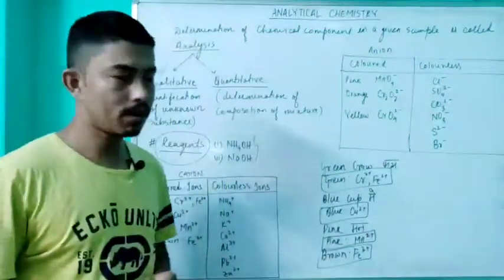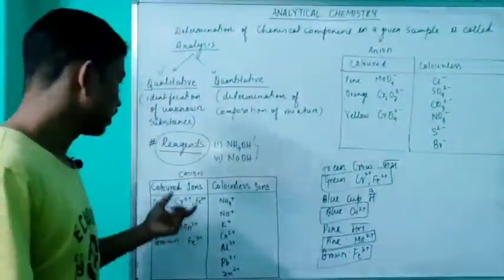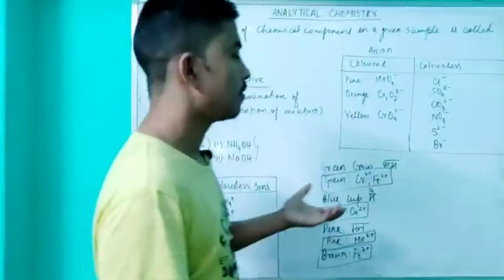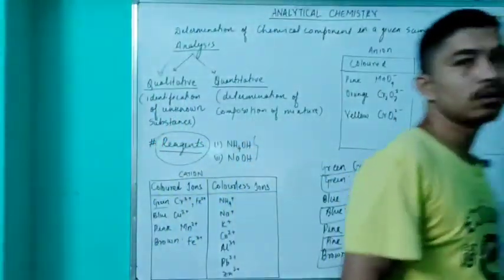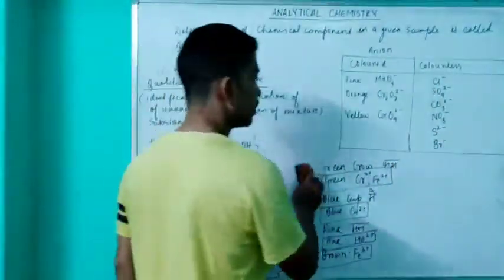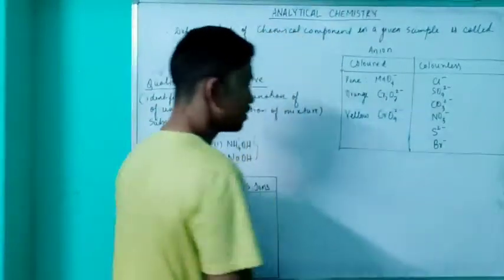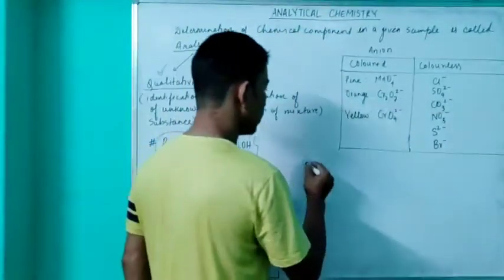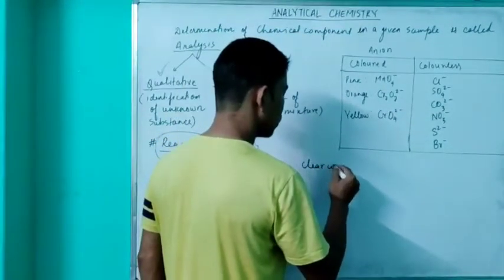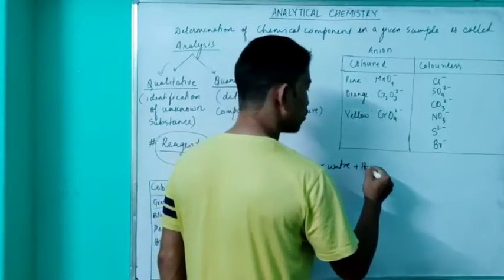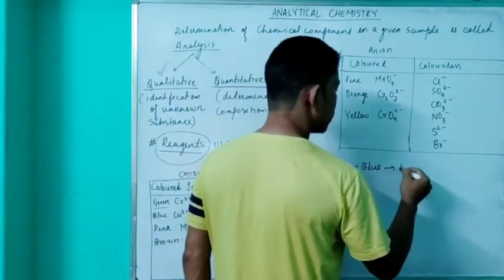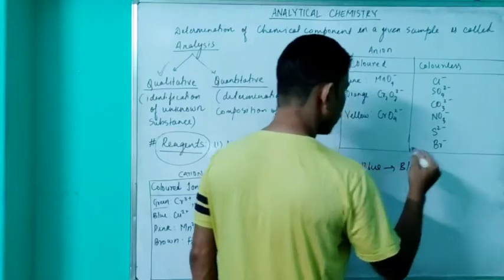Once you remember the color of the cations and anions, it will be very easy for you to predict or remember the names of the different salts. For example, if you have clear water and you add a blue color to this clear water, what will be the result? The result will obviously be blue.